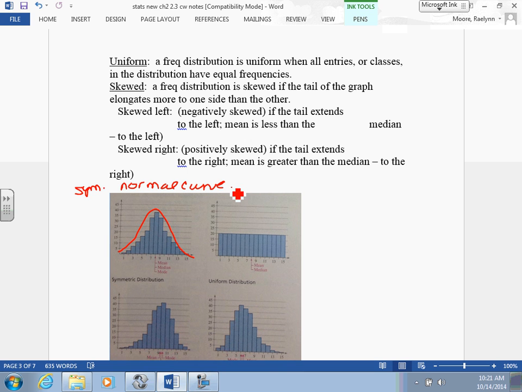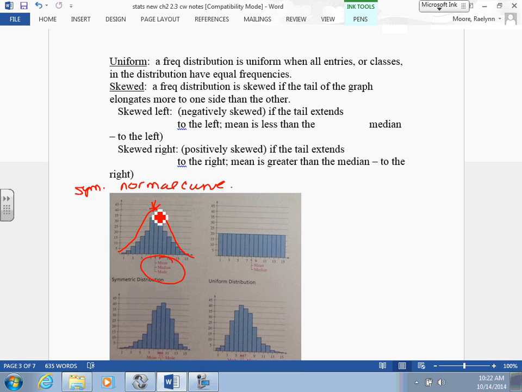Your mean, your median, and your mode fall in the middle. Mean, median, and mode fall in the middle. But look, there's your highest bar. That occurs the most. That's the middle of your data. And it's got to be the mean because everything is symmetric on both sides. So your normal curve, that's the most symmetric, has the mean, median, and mode in the middle.